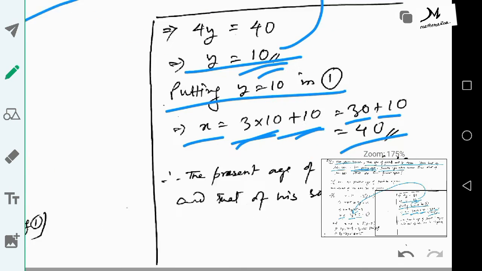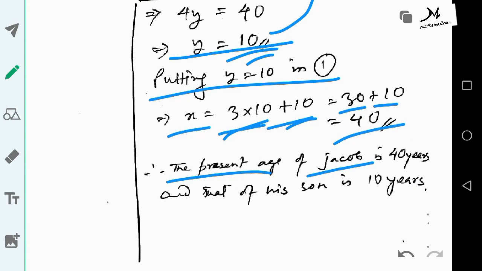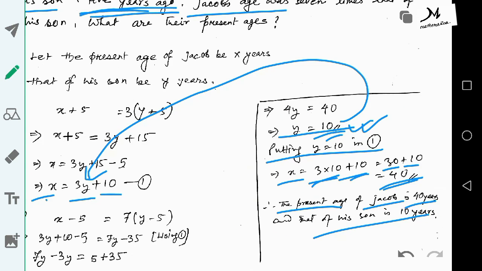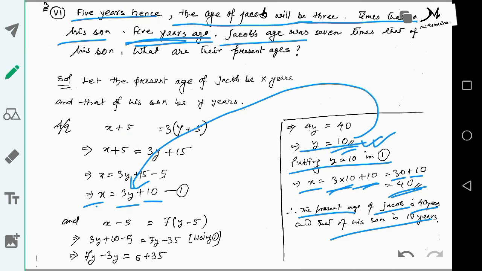So the present age of Jacob is 40 years, because we considered Jacob's present age as x years, so the value of x is Jacob's age, and the age of his son is 10 years, as the value of y is 10. Okay, so hope you have understood this. So let me clean this.